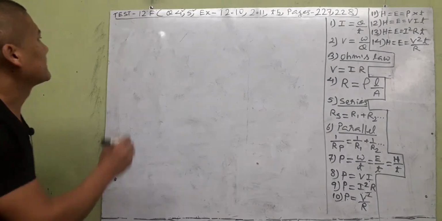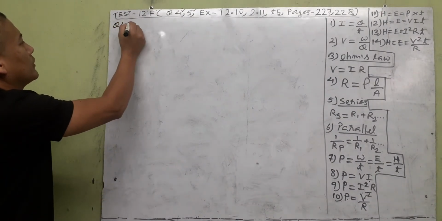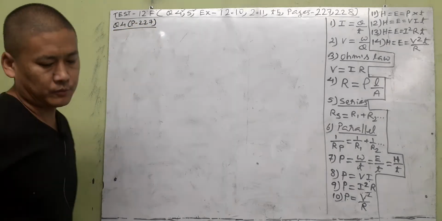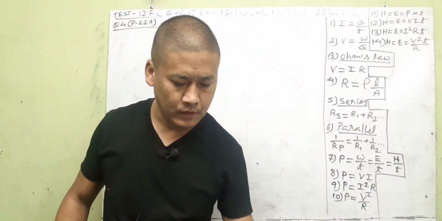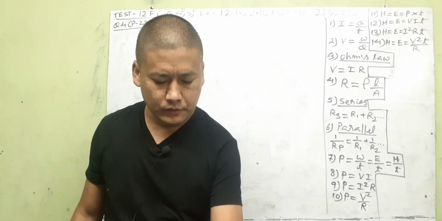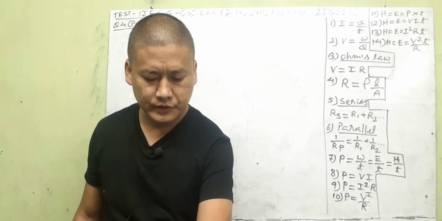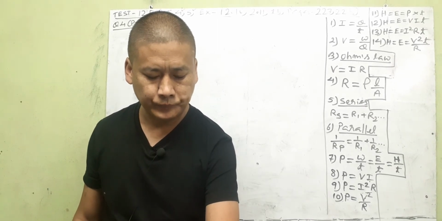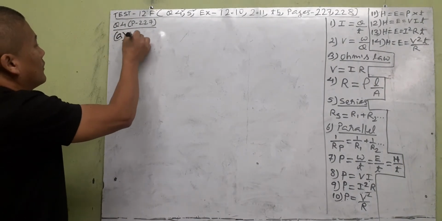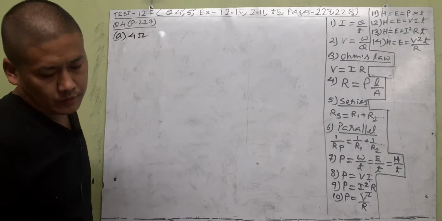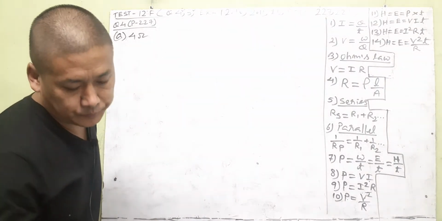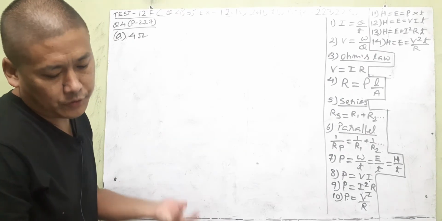So let us start. Question number 4. This is on page 227 in the textbook. Go to page 227. Let me read the question for us. How can 3 resistors, 2, 3 and 6 ohm, be connected to give a total of 4 ohms? So first let us solve this one. When you connect these 3, the total should come out 4 ohms. So the question is, how are you going to connect them?